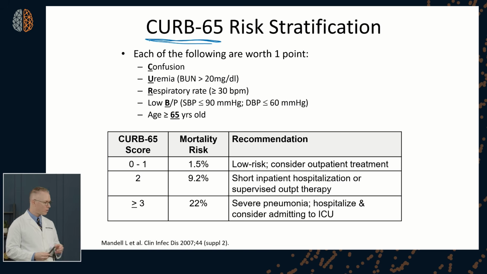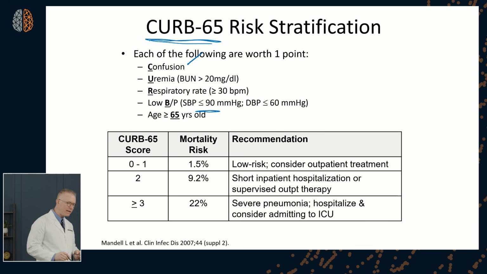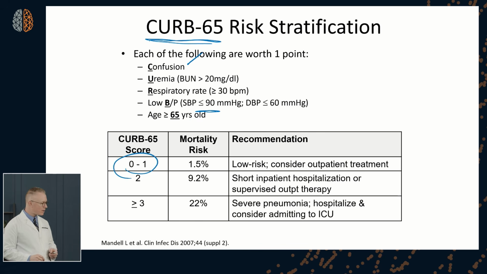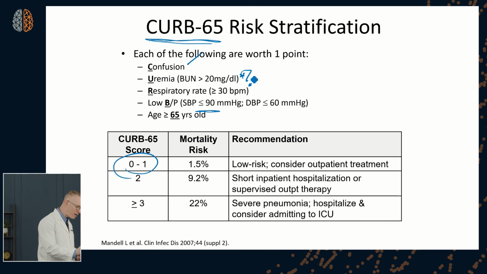CURB stands for C for confusion. Our patient had that. U is uremia, a BUN greater than 20. I don't have that information. Okay. Respiratory rate greater than 30. His was not. Okay. Systolic blood pressure less than 90. His was not. And he's over age 65. So in this case, you'd go, wait a minute. His risk is basically 1. Well, we don't know what his BUN is, right? That was a question mark.